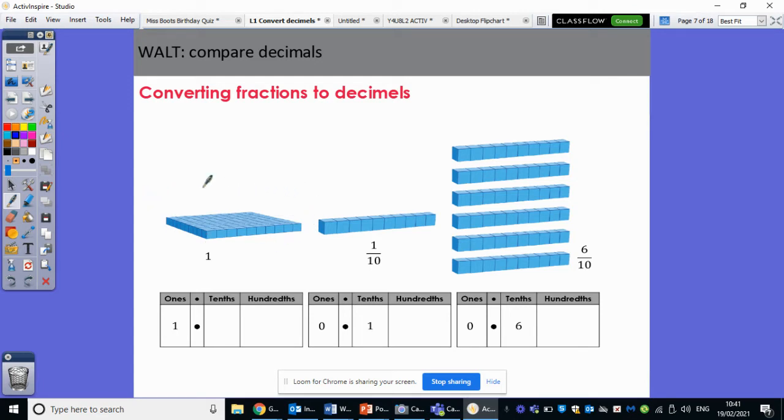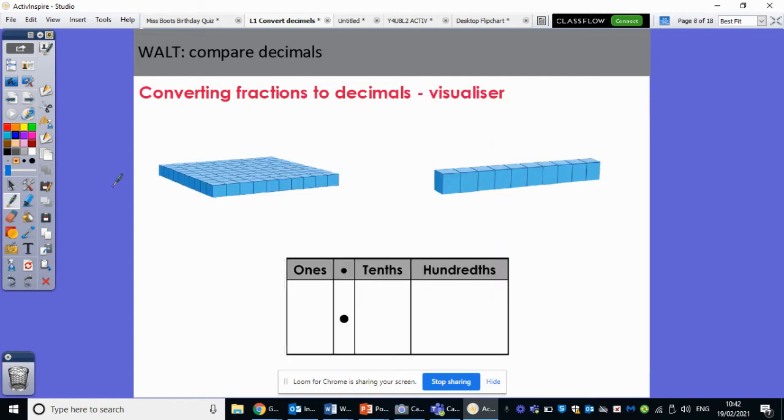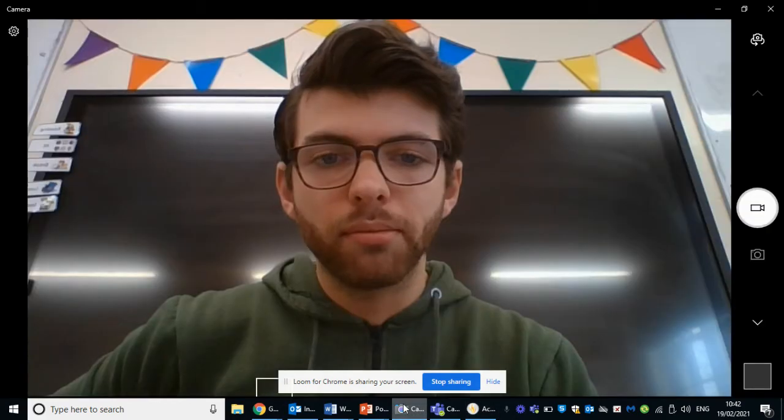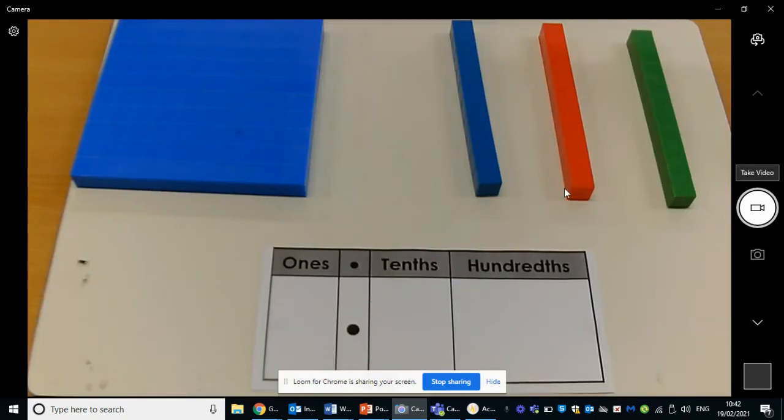So if we have one whole, just as you'd normally write it, you just write the number 1, with then a decimal point at the end, and you can put a 0 as a placeholder. A tenth, however, would be written like this as a fraction, but would be written as 0.1, because there are no wholes, 0.1. And then if we have 6 tenths, 1, 2, 3, 4, 5, 6 tenths, we would write that as 0.6, because again there are no wholes. So 1/10 is equivalent to 0.1. That's really, really important to remember, that 1/10 is equivalent to 0.1. So I'm just going to pop on my visualizer now, and we're going to do some questions together. Right.